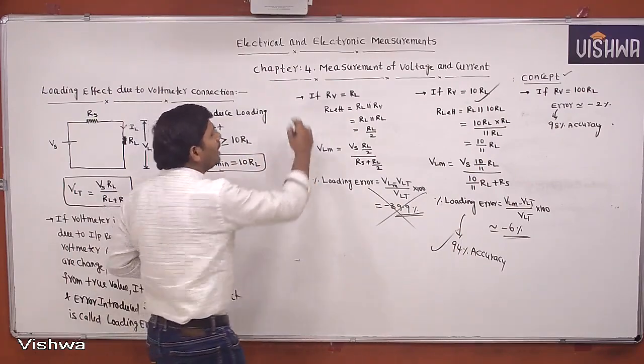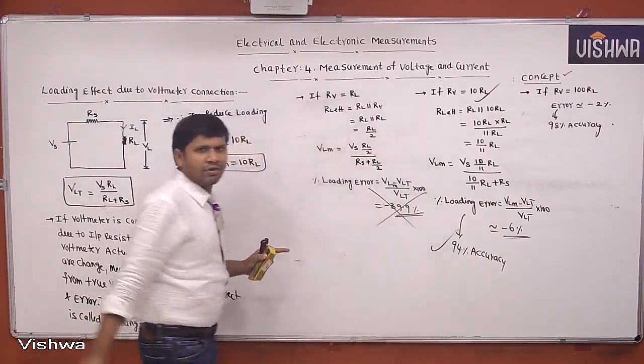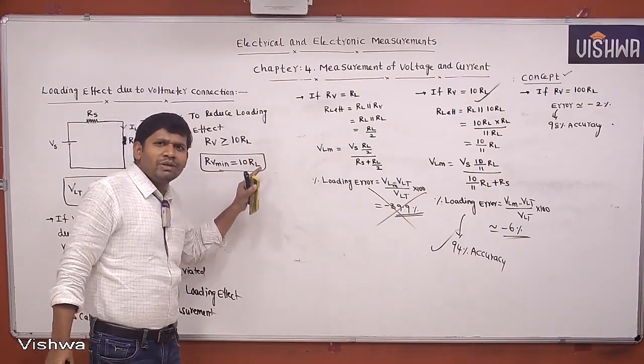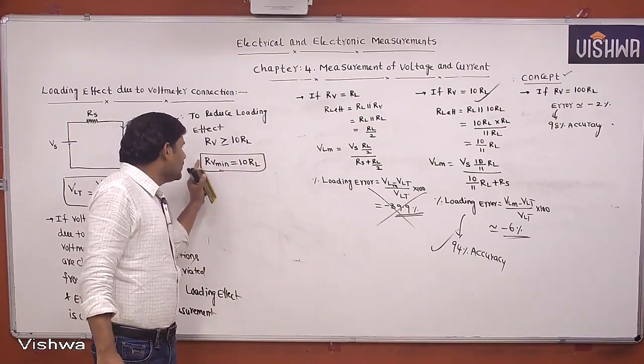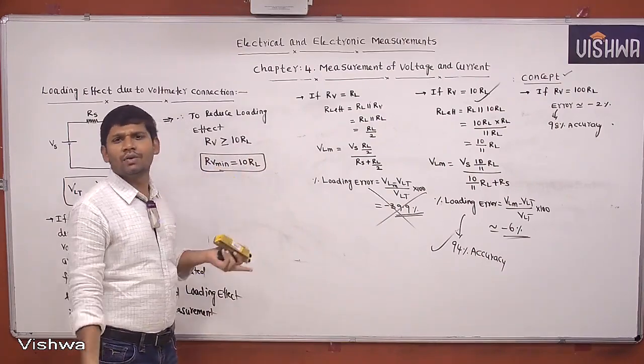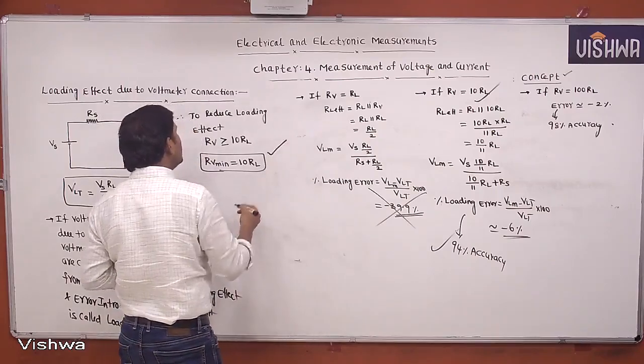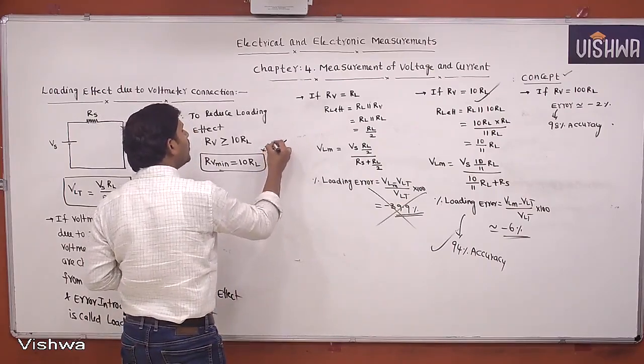But this is the not acceptable case, RV equal to RL. That means to measure the voltage across a 10 ohm resistor, you select a voltmeter with minimum input resistance of 100 ohms. That's the meaning. This is to reduce the loading effect: the minimum input resistance of voltmeter equal to 10 RL.